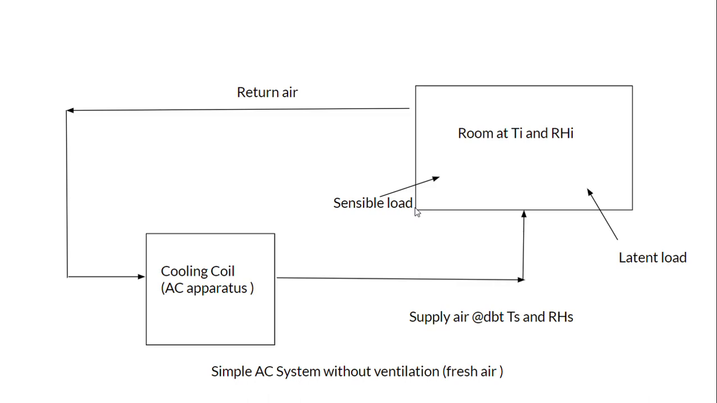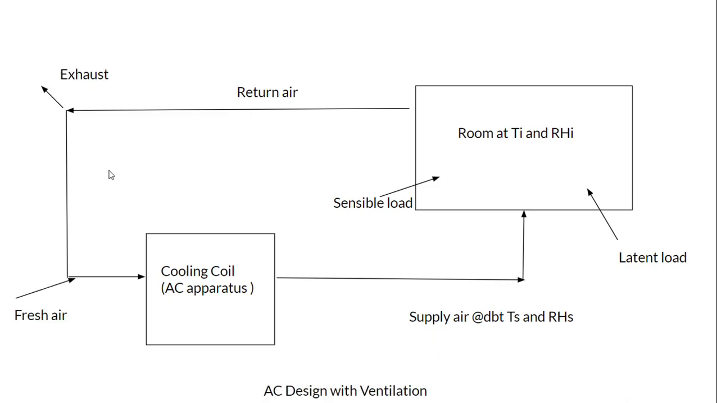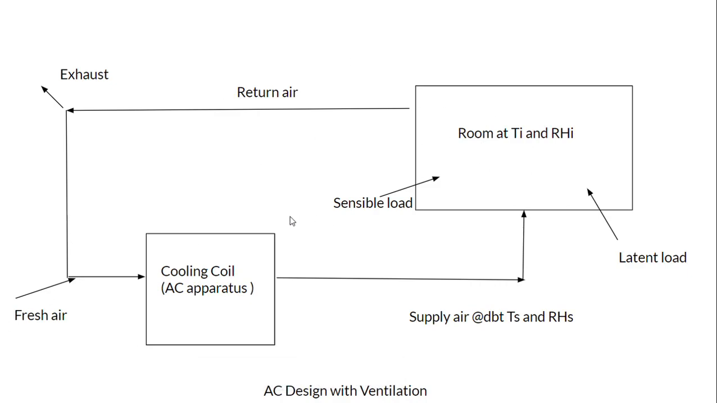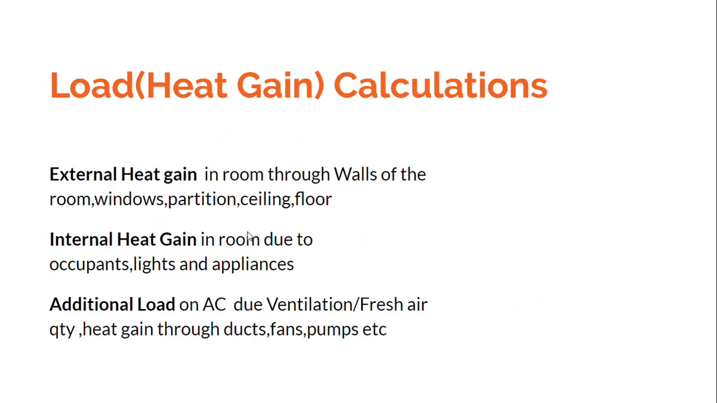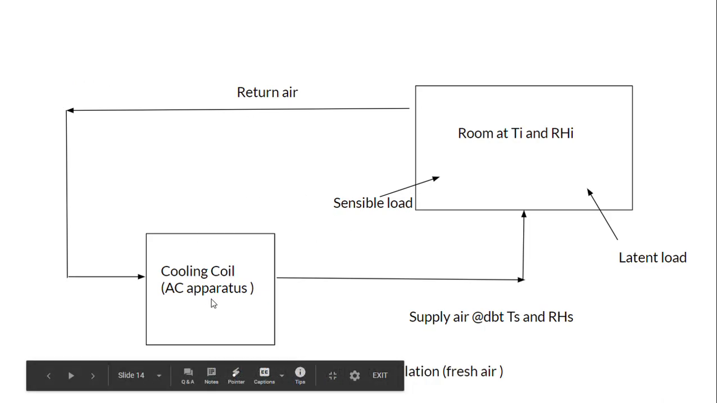So now we have chosen the inside design conditions and the outside design conditions. Now let us consider a system where you are not supplying any fresh air or ventilation air. The second case would be you might supply some fresh air to the room. So case 1 and case 2. If you take case 1, the load would be different, the capacity of the cooling coil would be different. If you take case 2, the capacity of the cooling coil would be different. This has to be understood.